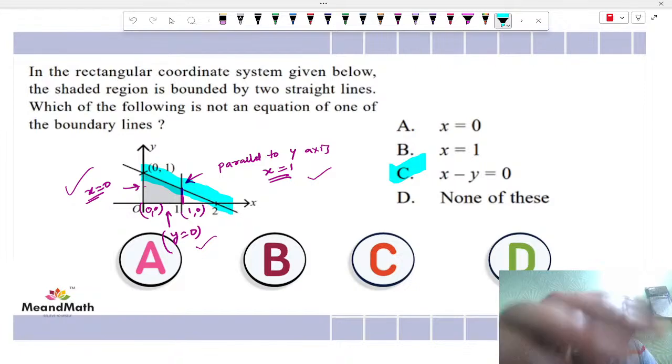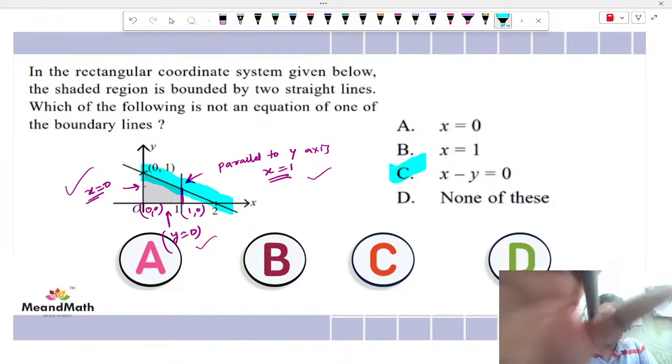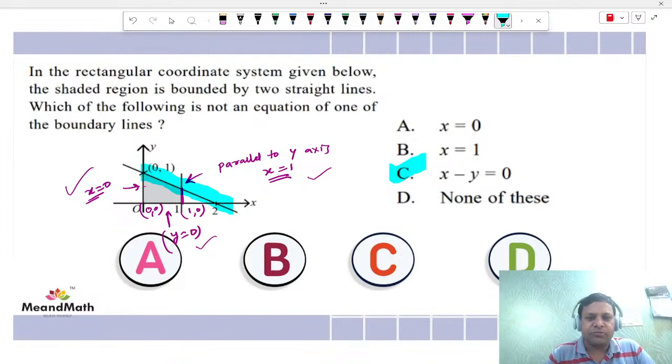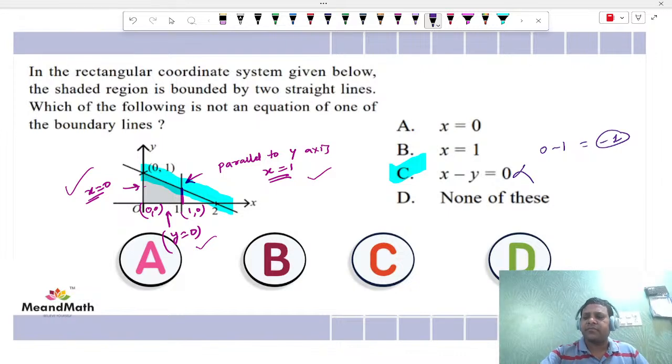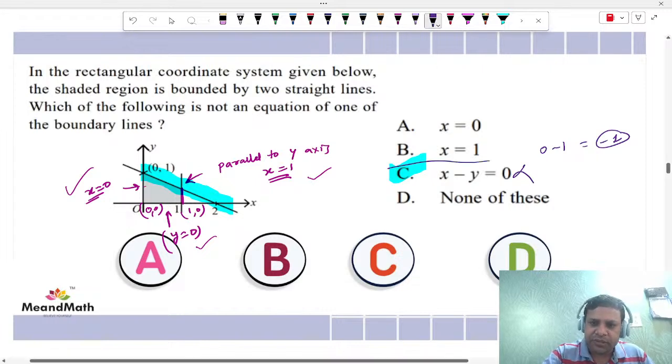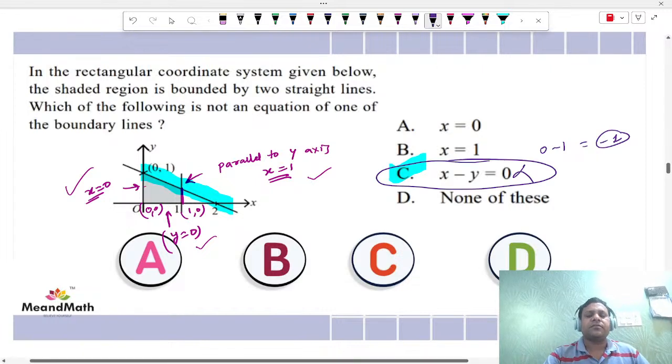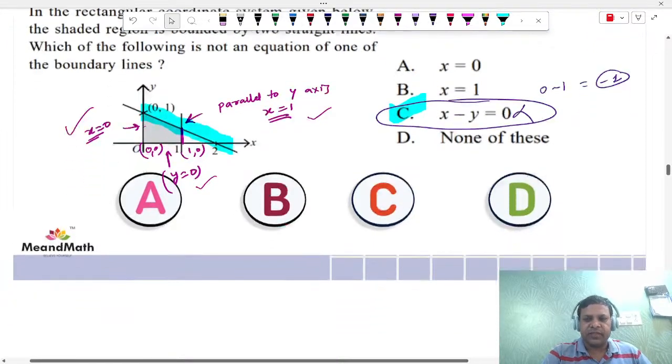You can verify अगर आपके दिमाग में आता है कि सर ये जो लाइन है जो 2,0 और 0,1 से पास हो रही है ये भी तो हो सकती है. वेरीफाई करके देख लो 0,1 इसको सेटिस्फाई कर रहा है या नहीं कर रहा है. 0 minus 1 is equal to -1, तो ये इसको सेटिस्फाई नहीं कर रहा है. मीन्स ये लाइन ये नहीं है. और इस क्वेश्चन को हमें थोड़ा एस्टिमेट मेथड से ही करना होगा क्योंकि we don't know the equation of the line. नेक्स्ट क्वेश्चन.